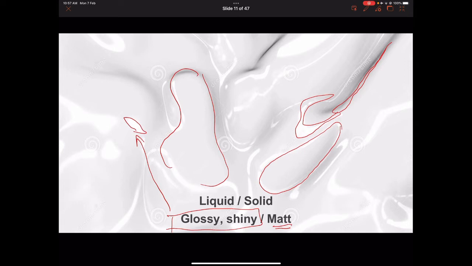So this one we know for a fact it's a liquid, okay? Liquid means anything that is watery, liquidy, runny and slippery, okay? This is liquid, okay? We know it's liquid because it's obvious, okay? It's not solid and it's not matte. It's liquid, glossy and shiny.